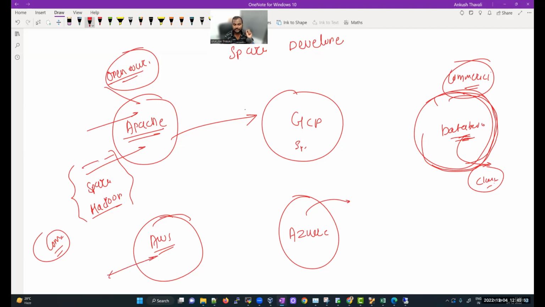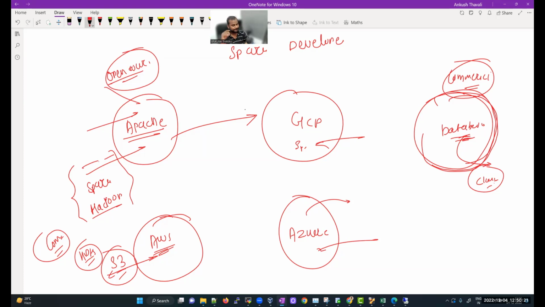Like in AWS, they will not use HDFS actually for storage purposes, because AWS provides one more file system like HDFS. We call it, what is that? Amazon S3. They are providing that. And Azure also has its own storage. GCP also has its own storage. But at the end, the concept is the same only.